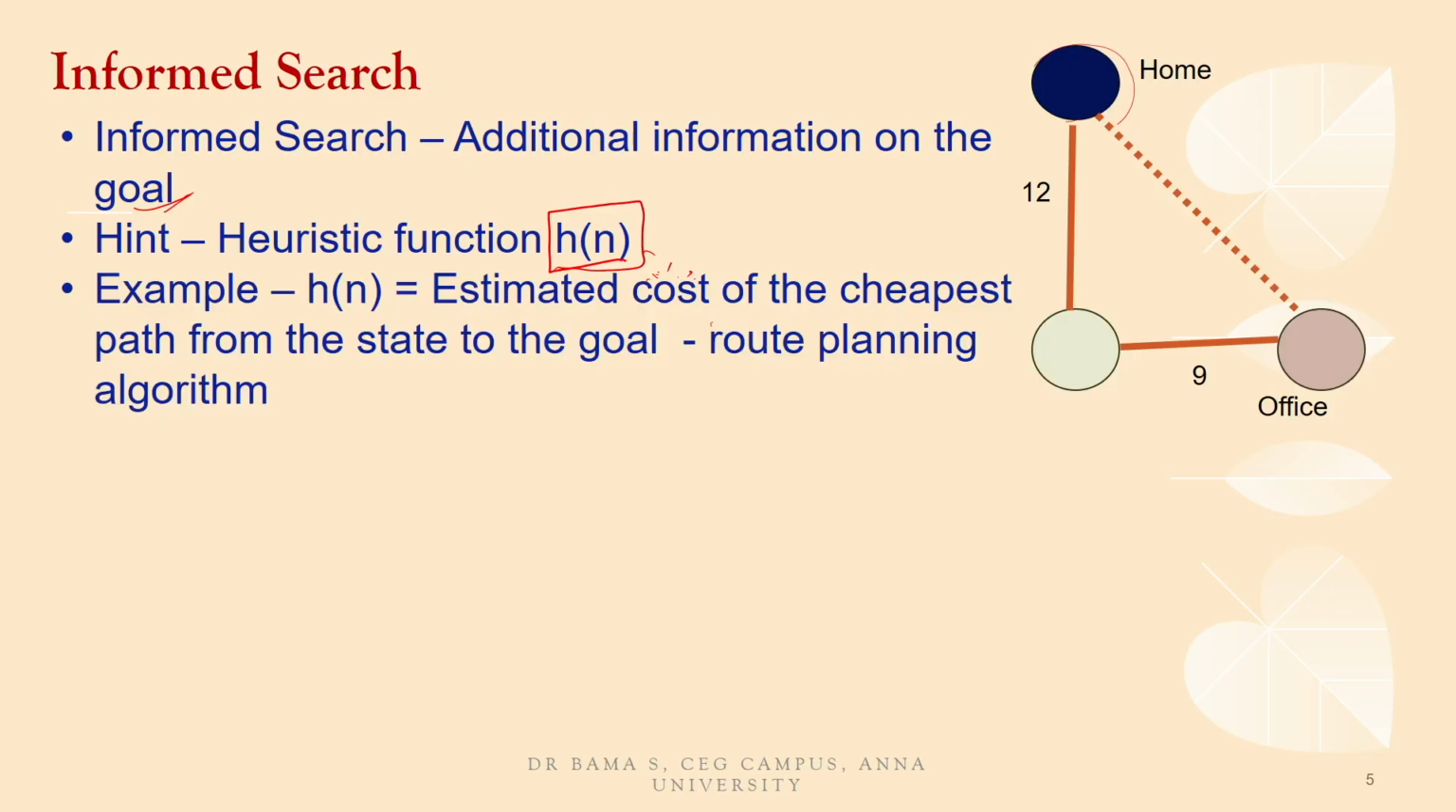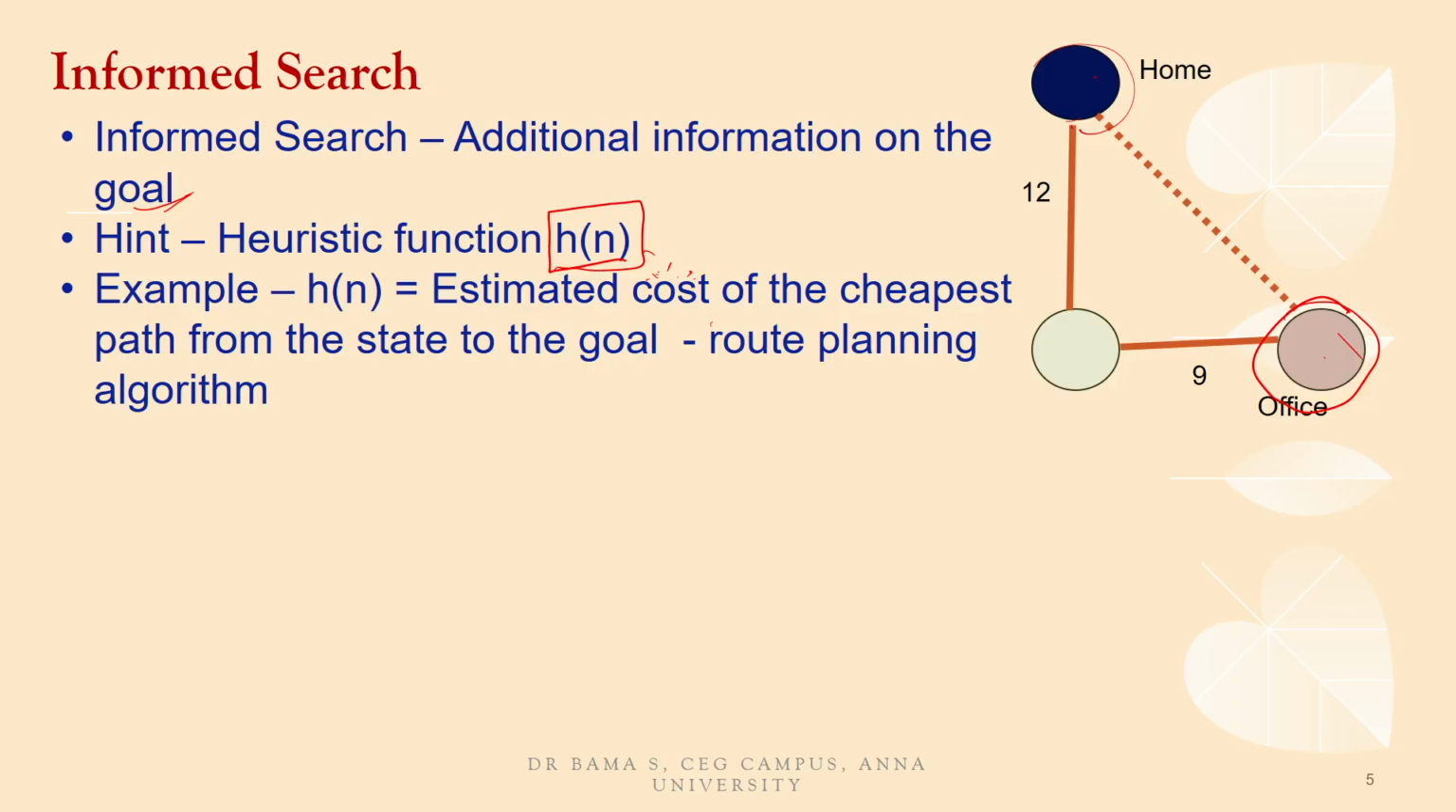So, here is an example. Suppose we are at home here and the office is here. Again this is a distance problem, route planning. Assume that this is an example of route planning where we have to find the quickest route possible from home to office. Obviously, I have drawn it as a right angle triangle, where from this point to this point the distance is 12, and here it is going to be 9. Assume that it is in kilometers, 12 kilometers and 9 kilometers.